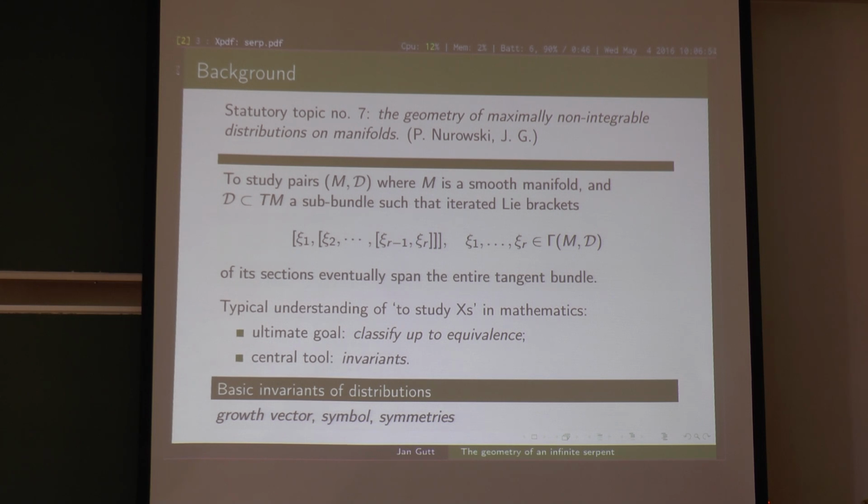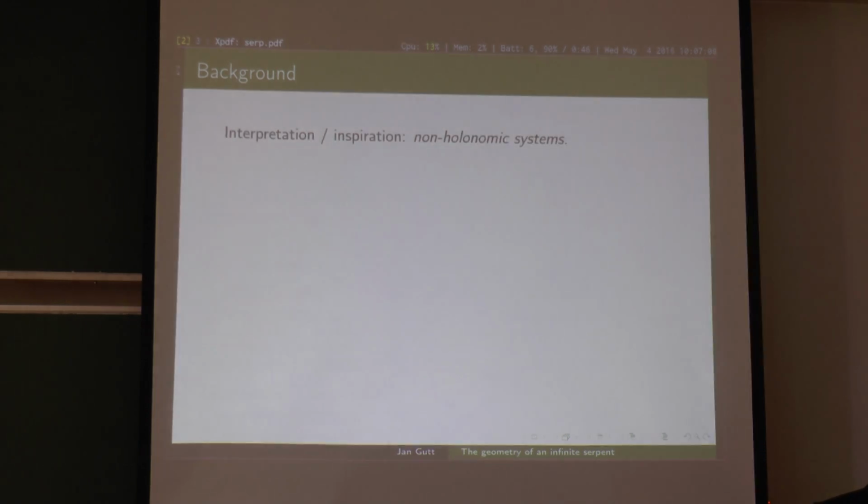And those most basic invariants of distributions are the following 3, the so-called growth vector, the symbol, and the symmetries, the algebra of symmetries. And I'm mostly going to talk about the growth vector, but the other 2 are also going to appear. Okay, so much for the background. I already spent too much time on that.